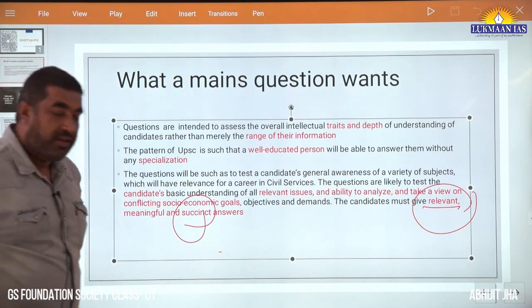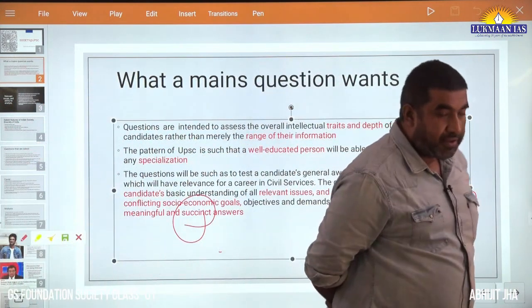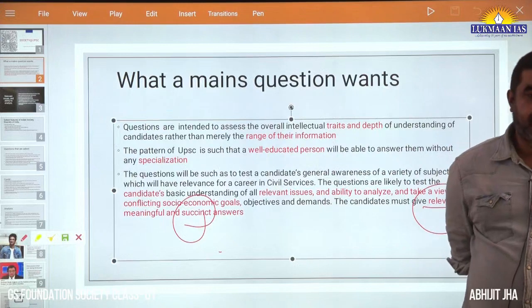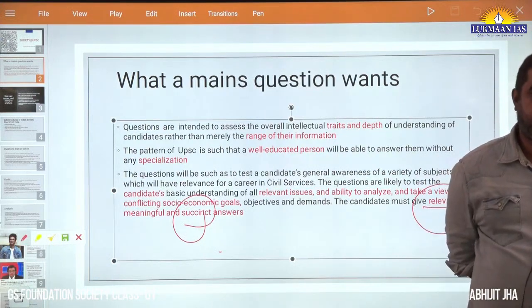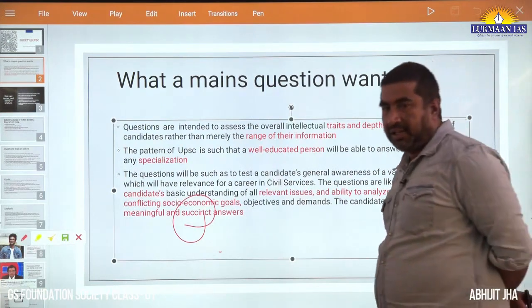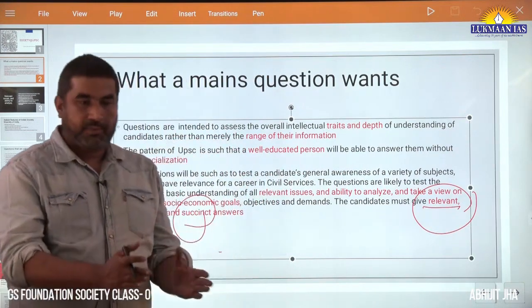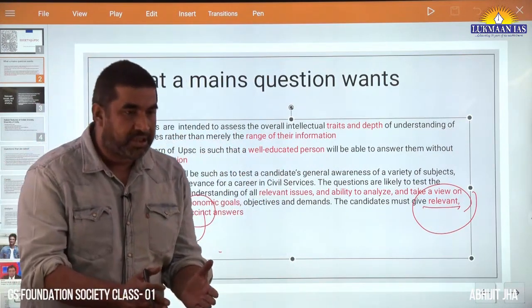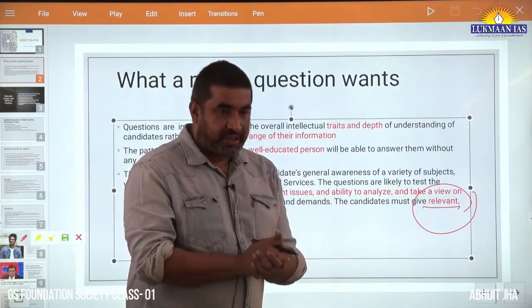Succinct means to describe anything precisely. You have to be very precise while answering your question. To the point, and relevant, you understand. So, you have a limitation of time. You have a paucity of time in examination. You have to answer each question within 7 minutes.